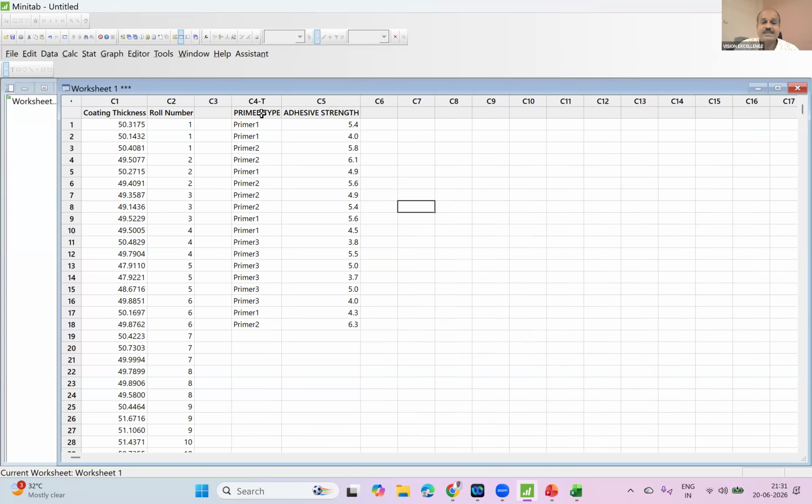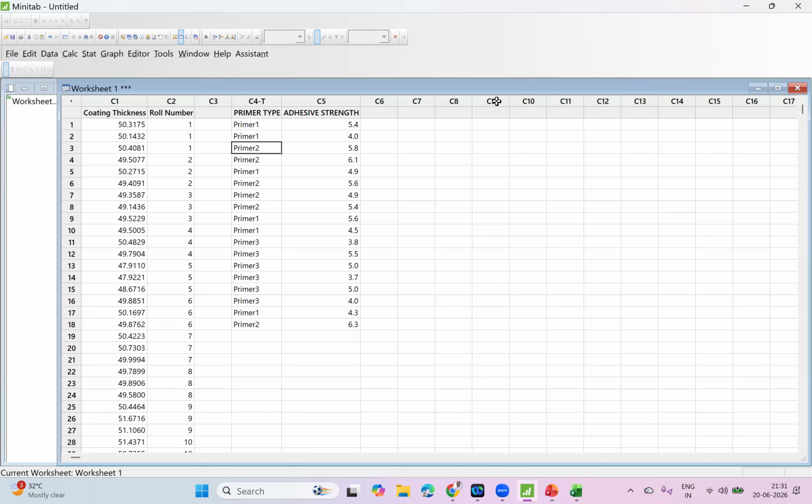Now you see all of you, in this column 4, I have the primer information and here I have the adhesive strength. Every primer is tested how many times? 1, 2, 3, 4, 5, 6 times. Primer 1 is tested 6 times. Primer 2 also tested 6 times. Primer 3 also tested 6 times. Totally how many experiments? 18 experiments.